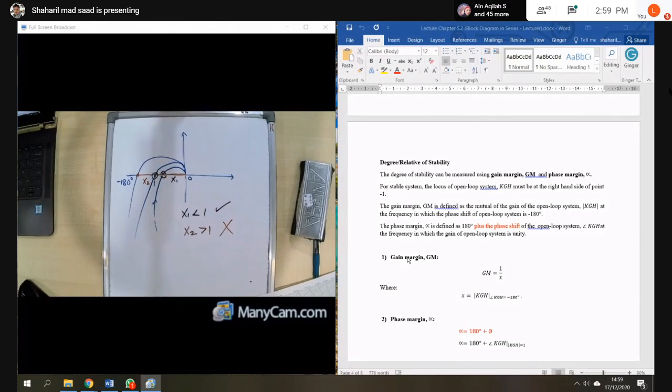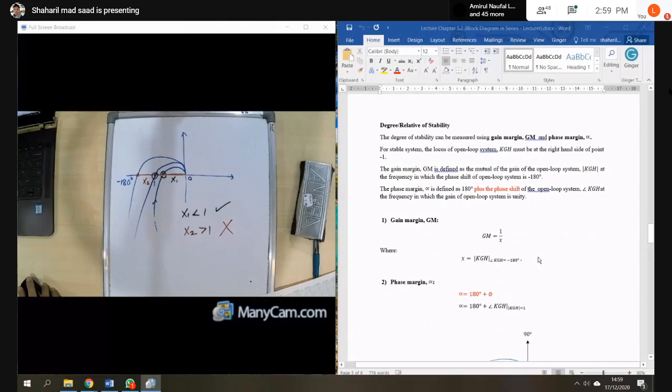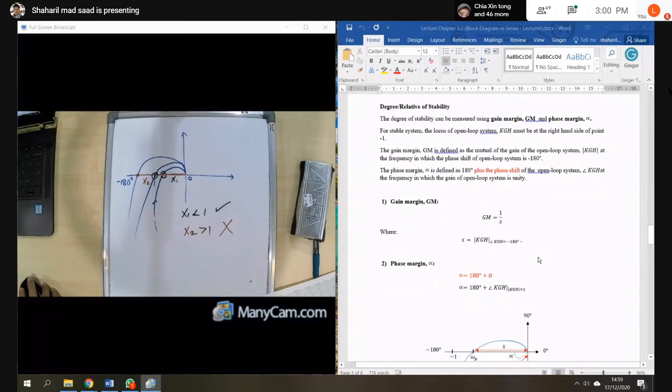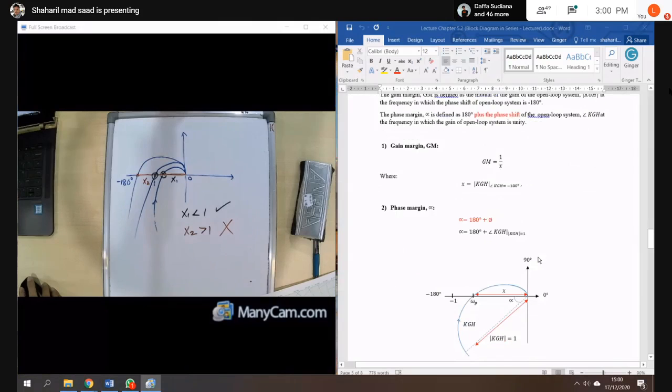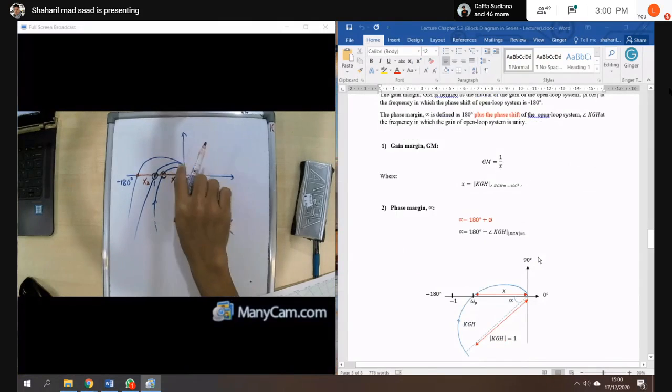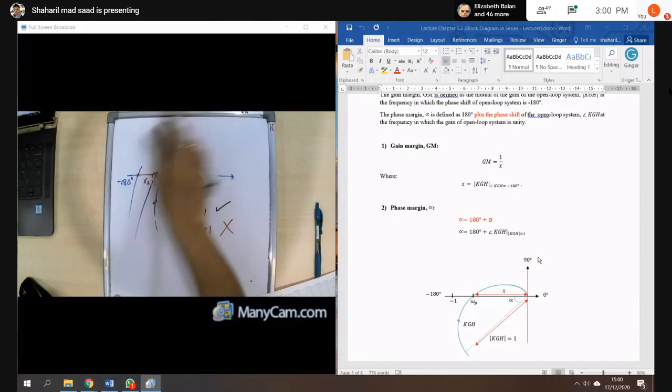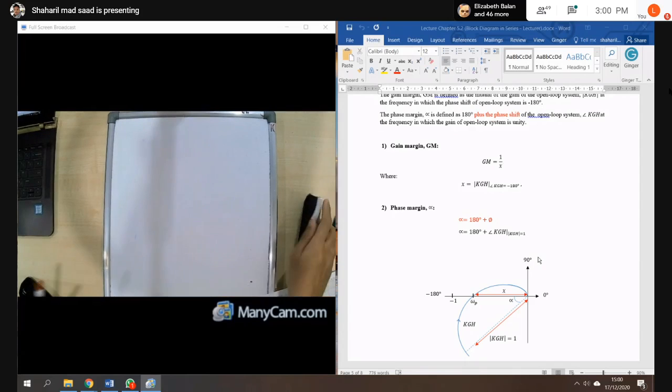The gain margin is defined as the reciprocal of the gain of the open loop transfer function KGH at the frequency at which the phase shift of the open loop is -180 degrees. The phase margin is defined as 180 plus the phase shift of the open loop system KGH at the frequency where the gain of the open loop system is unity. Let me draw this, and after this we will look at an example.